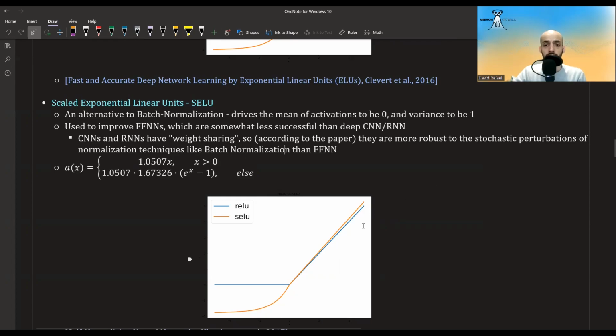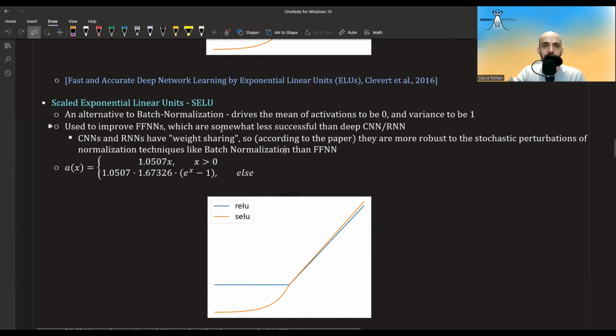Now, what's the motivation behind this? Well, it turns out that the outputs of the SELU activation tend to have mean 0 and variance 1, or standard deviation 1. And so this can be thought of as an alternative to batch normalization because it drives the mean of the activations to 0 and the variance to 1. This is exactly what batch norm does. And we will discuss batch norm in a future video.